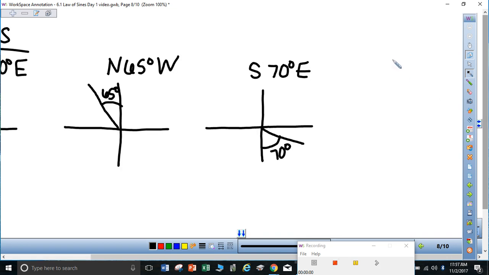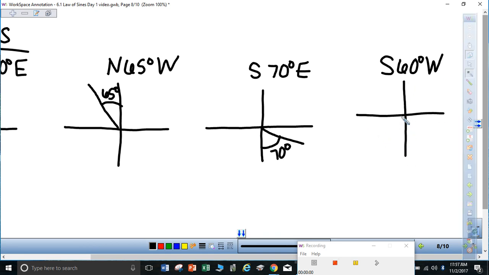And let's do one more. Let's do a southwest bearing, south 60 degrees west. Starting at 0, 0, go south first, then go 60 degrees to the west, and it will look something like that.